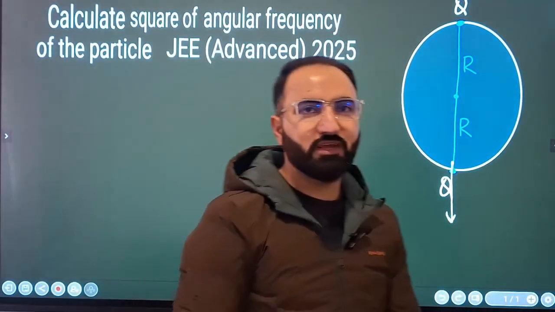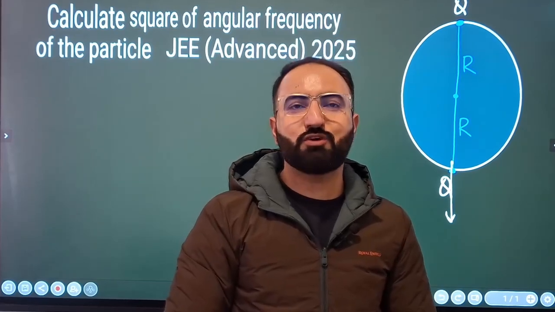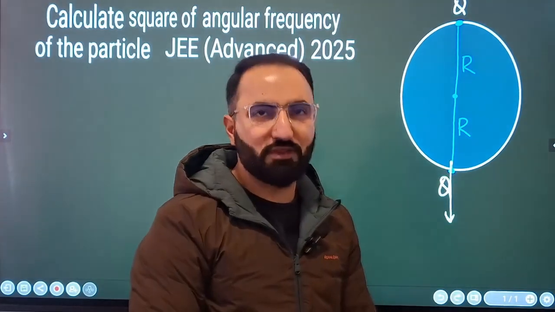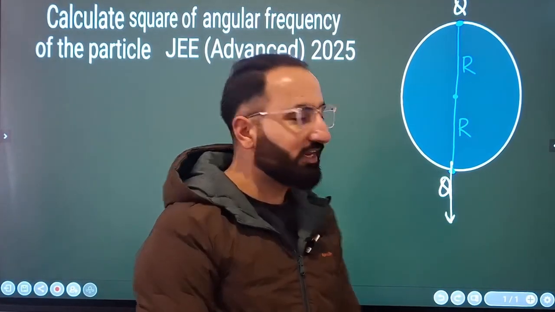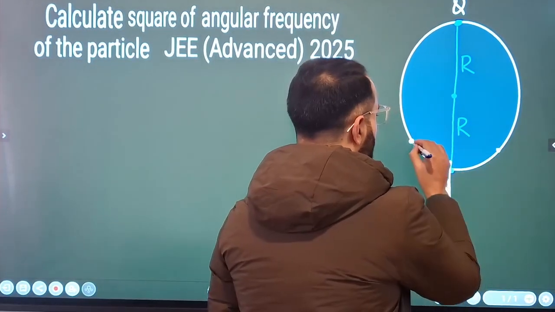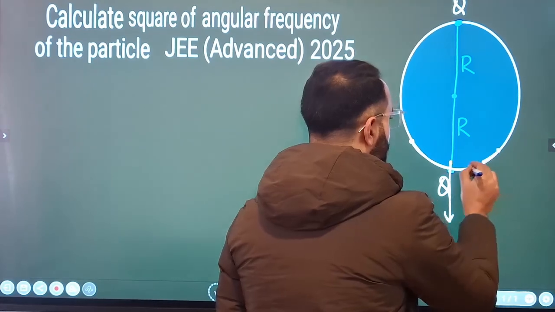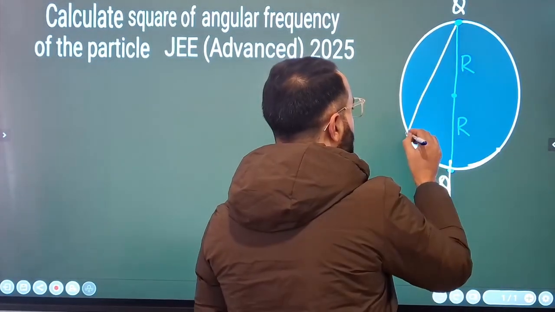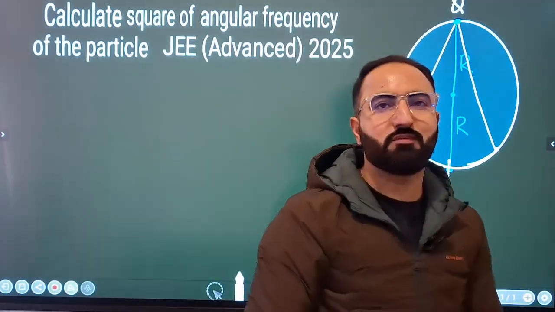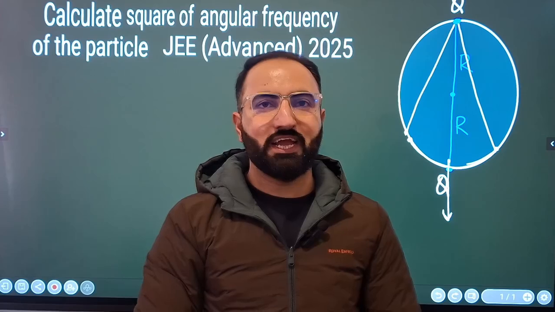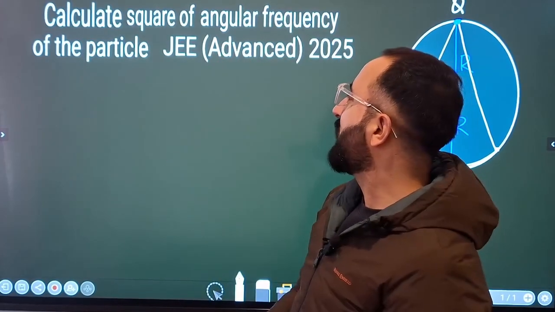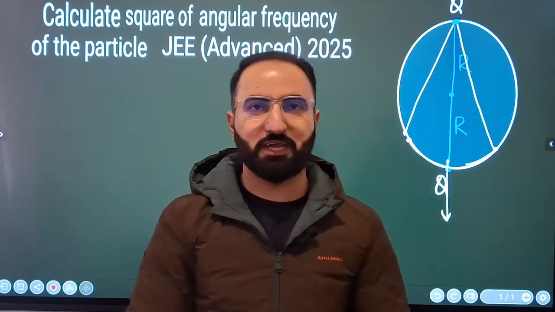Now the question is this: this charged particle is given a slight angular displacement up to this point. Then this particle executes angular simple harmonic motion, exactly like a simple pendulum. What we have to calculate is the square of the angular frequency of the particle.